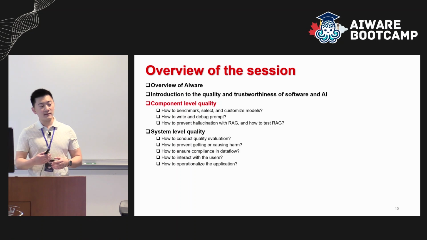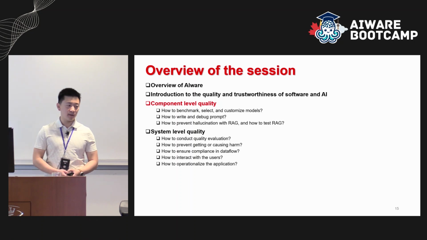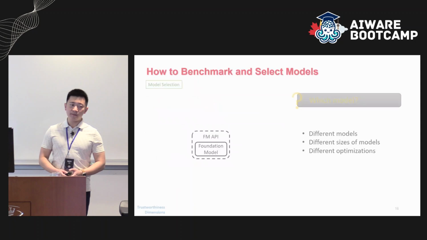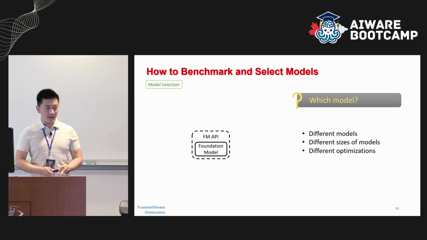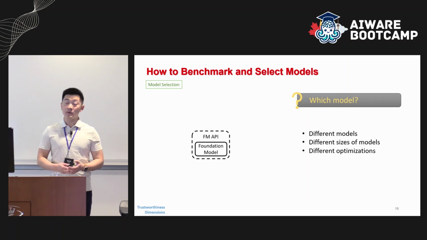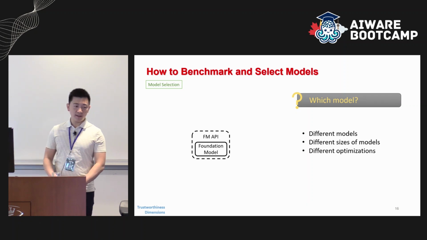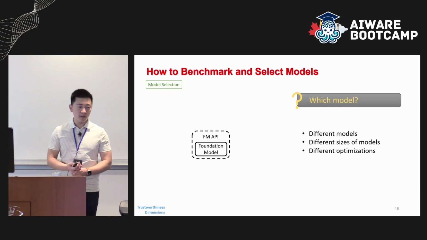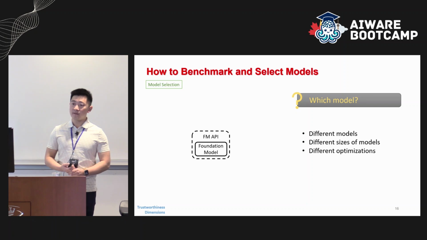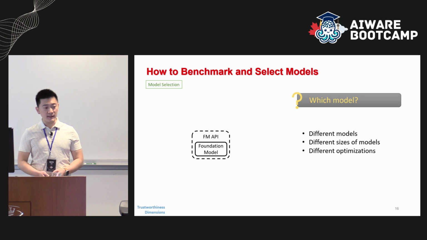And then with that, we can talk about component level quality and then system level quality. So when we are developing a large model application, the first step is to find a foundation model to use, right? So usually the first thing we will be considering is which model to pick, and which version of the model, and which size and optimization of the model, which quantized version of the model we're going to pick. Different models usually have very different performance for your specific cases in different scenarios, and they also come with different costs.